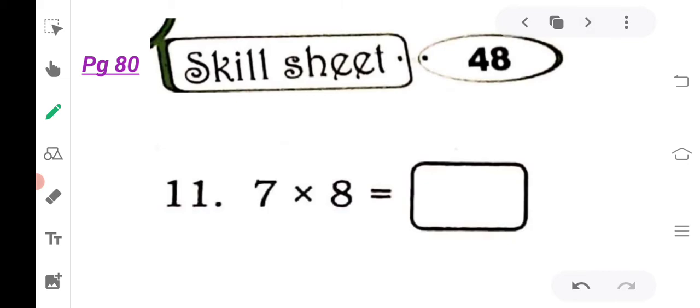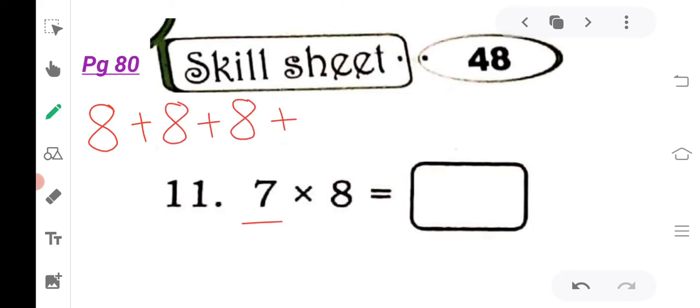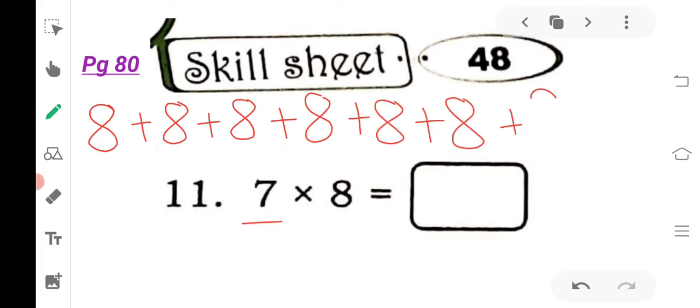Next, in the same way, skill sheet 48, page number 80, see 7 into 8. It can be written as 7 times 8. So in the form of repeated addition, how will you write? I've already explained. 7 times 8 means 7 groups of 8. So write 8 how many times? 7 times. 1, 2, 3, 4, 5, 6, 7. 7 times 8.